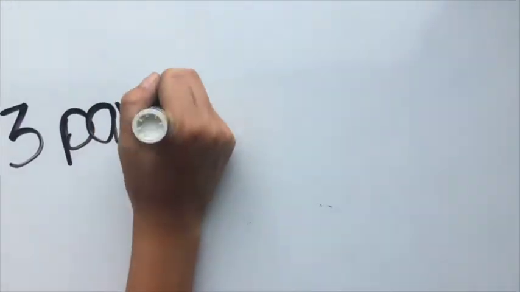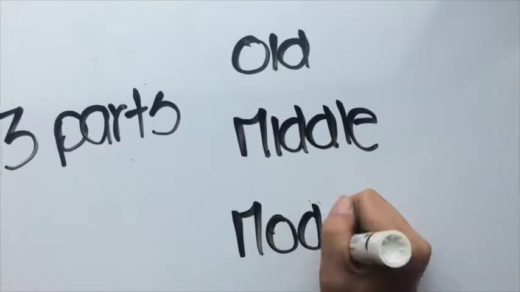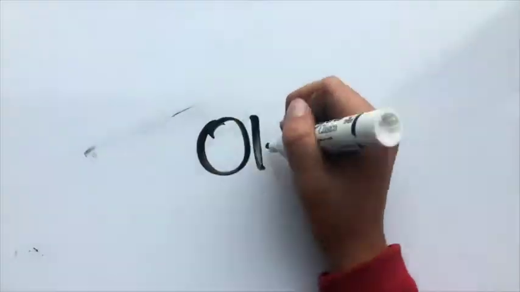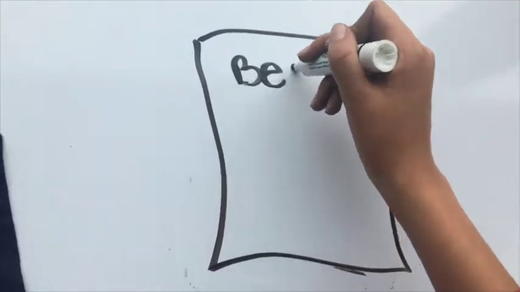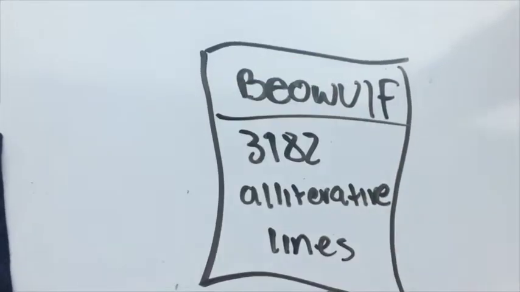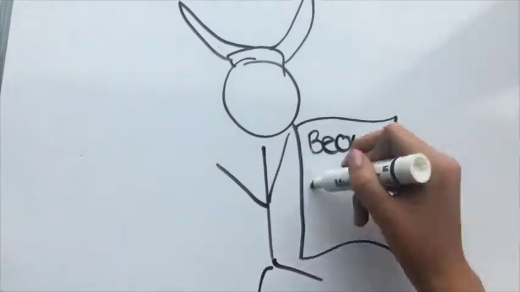The history of English consists in 3 parts: the old, the middle, and the modern. The Old English. There was a poem called Beowulf. It had 3,182 alternative lines. It was written by an unknown Anglo-Saxon poet.